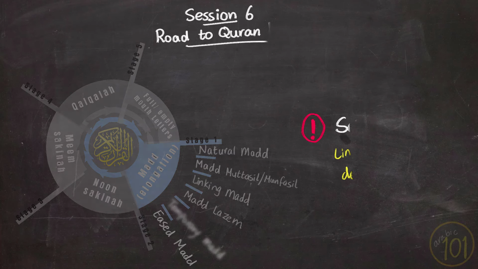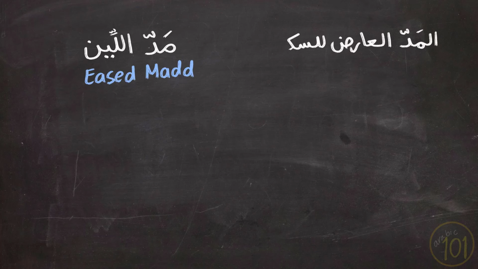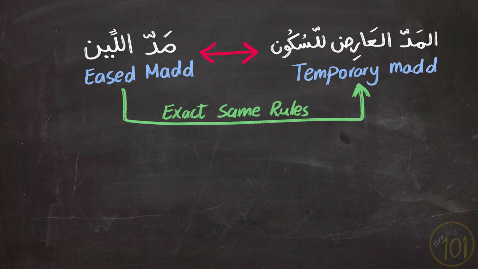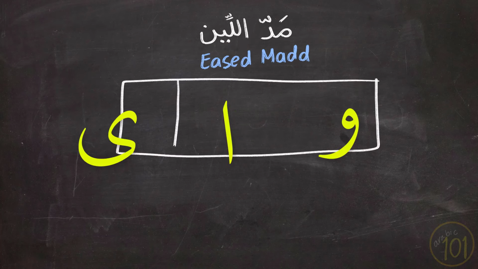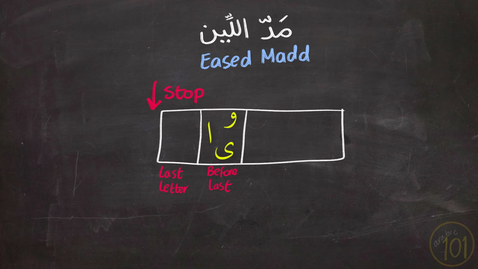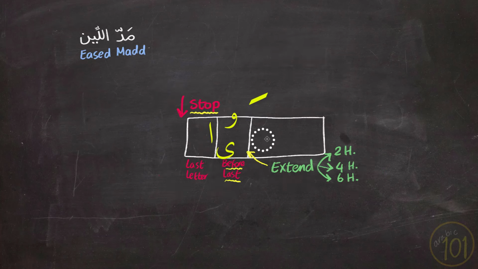So let's get started. Eased madd or madd al-lin is often confused with temporary madd or al-madd al-arid lis-sukun. Why? Because it has the exact same rules with one single difference. So madd lin only happens when you stop at a word, and in that word, a madd letter came before the last letter. But the difference with madd lin is that the letter before the madd letter must have fatha. And in this case, you may extend the madd letter for 2, 4, or 6 harakat.